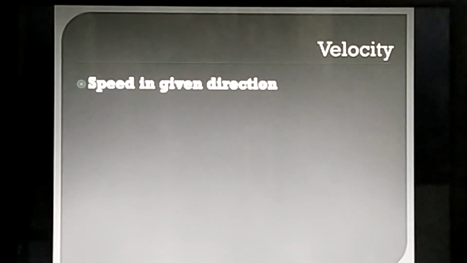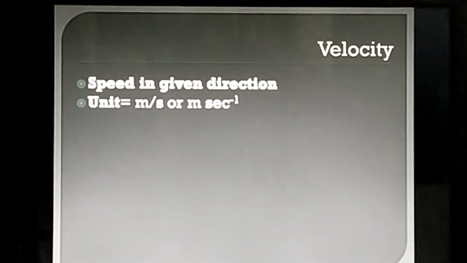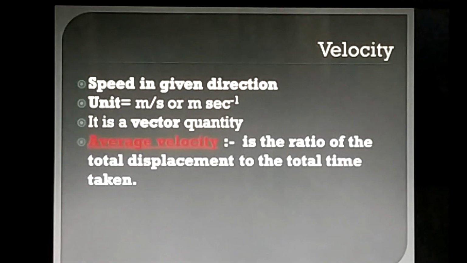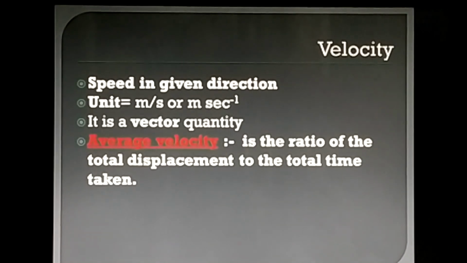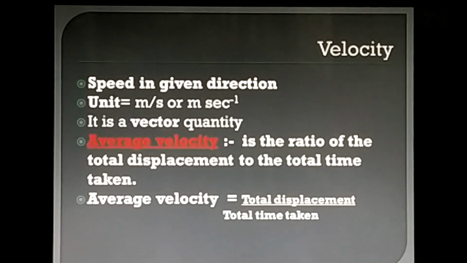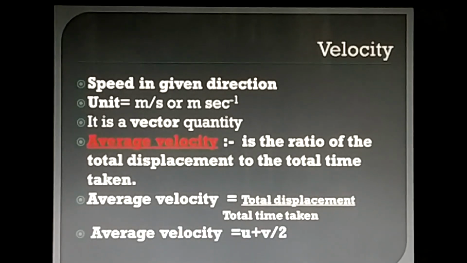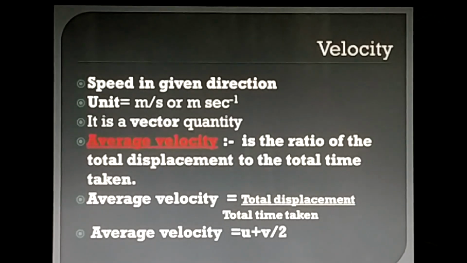Speed in a given direction, meaning speed with direction, is known as the velocity. Its SI unit is meter per second, and it is a vector quantity because it shows the direction also. And average velocity is the ratio of the total displacement to the total time. So its formula can be written as total displacement upon total time. The second formula of average velocity is u plus v upon 2. As I told you earlier, u represents the initial velocity and v represents the final velocity, divided by 2.